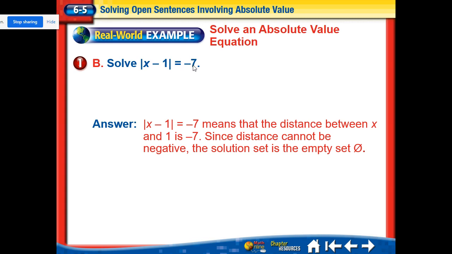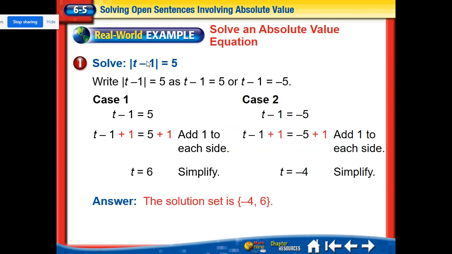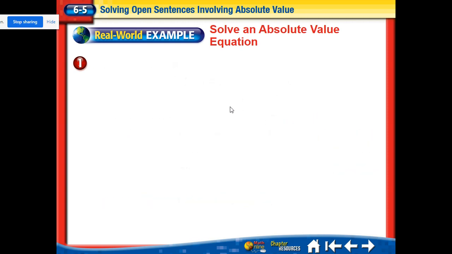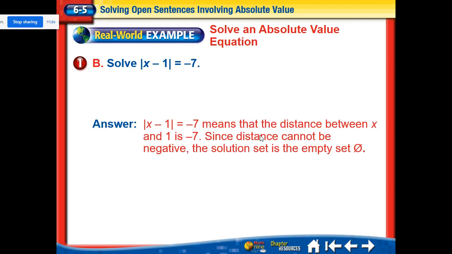So if it doesn't equal a negative number, you have to solve it like the first one. Over here, we had to solve it by 5, so it became 5 and negative 5. Here, with the negative 7, we can't do that. So at this point, you just go ahead and say no solution.